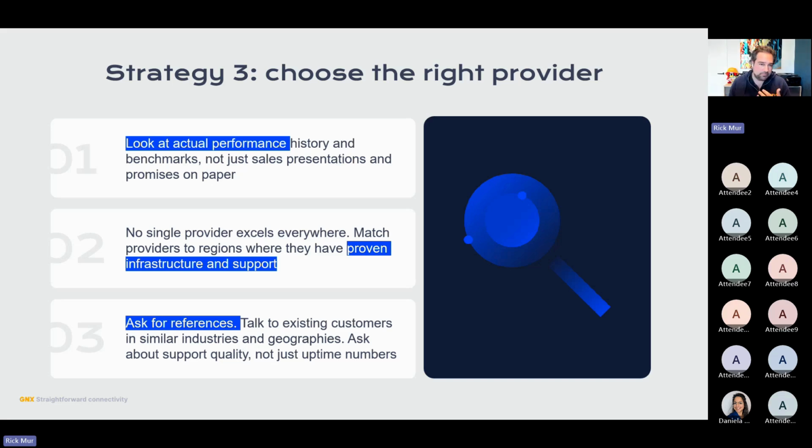Have they done a redesign of their core network recently? How up to date are their POPs? Are they growing? Are they expanding into new regions? How good is their support team? Just ask for references. Ask to talk to support people, for example, instead of just salespeople. Support quality, to me, is much more important than uptime numbers.